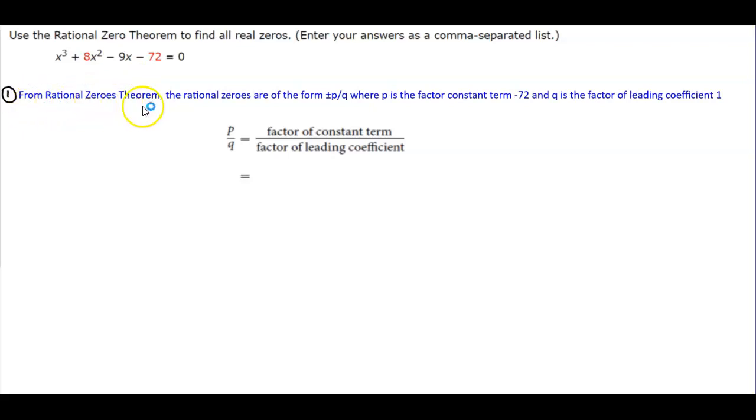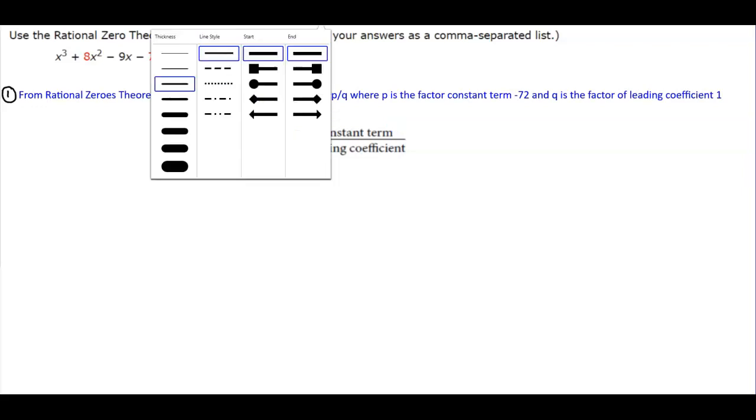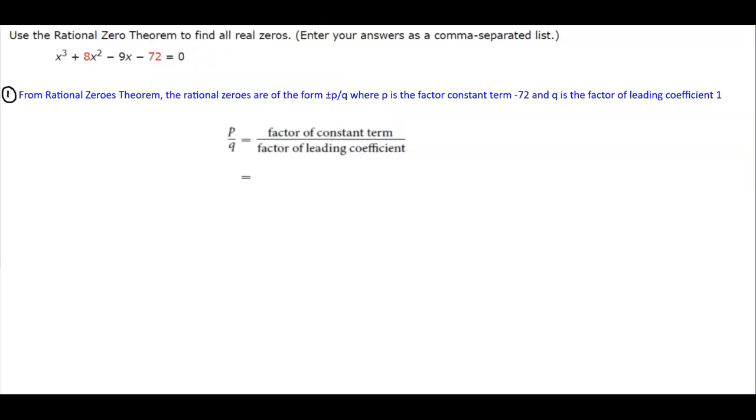So from the rational zeros theorem, the rational zeros are of the form plus or minus p over q, where p is a factor of the constant term, which is negative 72, and q is a factor of the leading coefficient of 1. So again, the constant term here is 72, and then we have 1. So what are all the factors of 72?